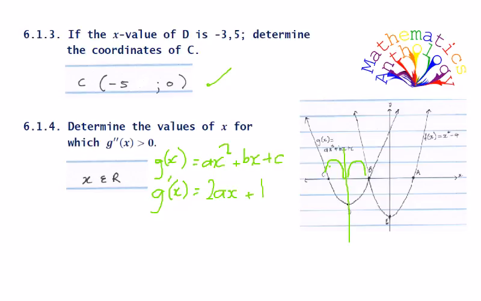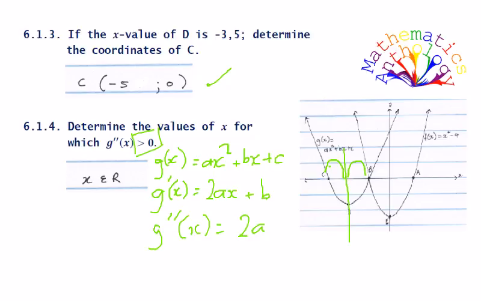So to get C, because it's symmetrical, we need to go from the axis of symmetry 1.5 units to the left again to get C. So from negative 3.5, if we subtract another 1.5, we'll end up with negative 5. So the coordinates there at C should be negative 5 and 0.